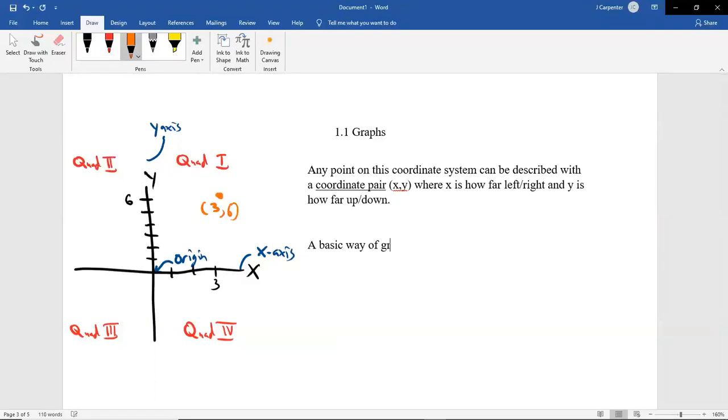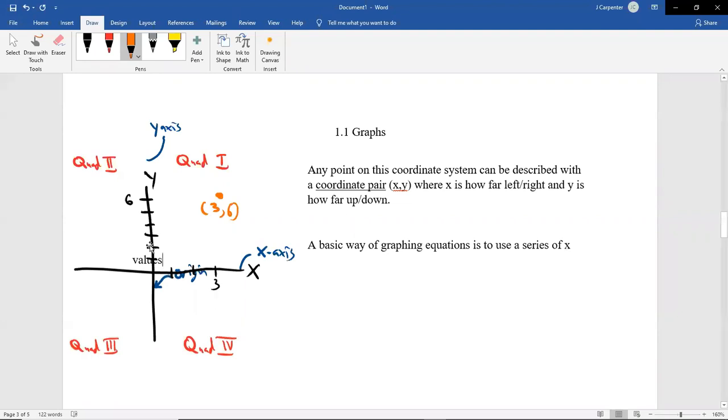A basic way of graphing equations is to use a series of x values going in the same multiple. What I mean is going like x equals 0, 1, 2, 3, 4, 5, or 2, 4, 6, 8, 10, or -3, -2, -1, 0, 1, 2, 3. That's a basic way of graphing equations. Basic. I'm going to highlight the word basic.